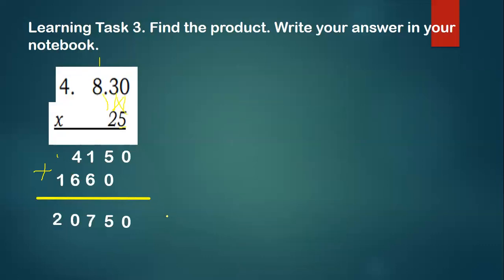And then, lagyan na natin ng decimal point. So sa first factor natin, meron dalawang place value. Sa second factor natin, wala. So a total of 2 lang. Ibig sabihin, ang decimal point natin, mag-move lang tayo ng 2 places to the left. Isa, dalawa. Decimal point is here.